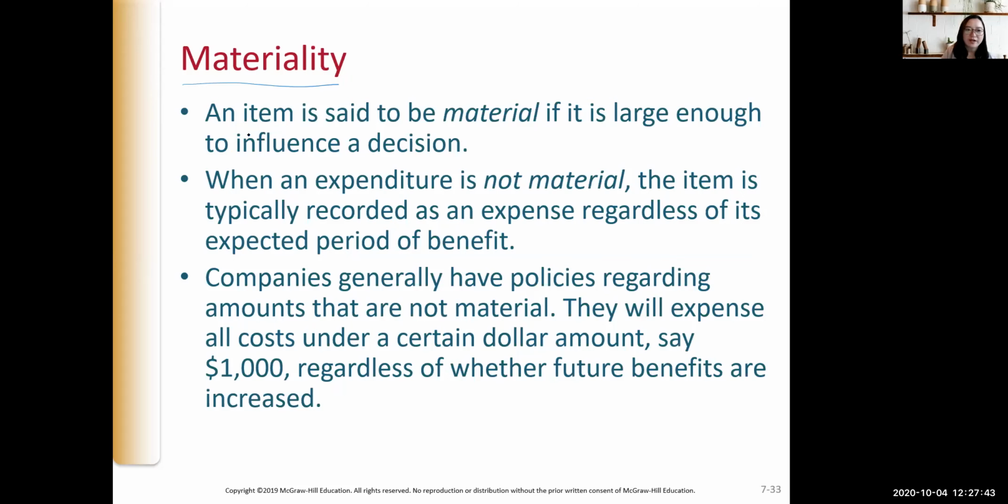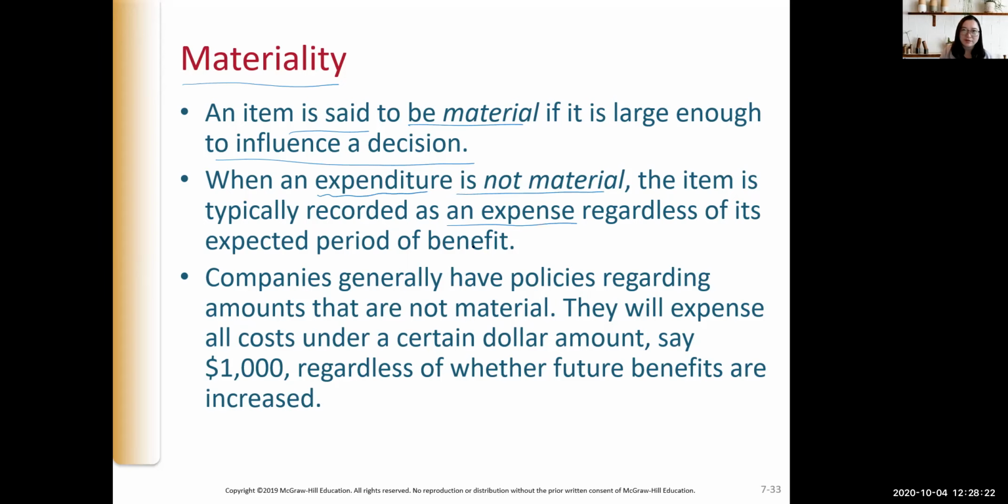Okay, first of all, when an item is said to be material, it is large enough to influence a decision. Second of all, when the expenditure is not material, when the things that you spend after your acquisition are small, then the item should be recorded as an expense regardless of the expected period of usage. For example, if you add a screw on the equipment, of course that screw is going to serve for future periods as long as the machine's working. But that screw is like $2, $5.